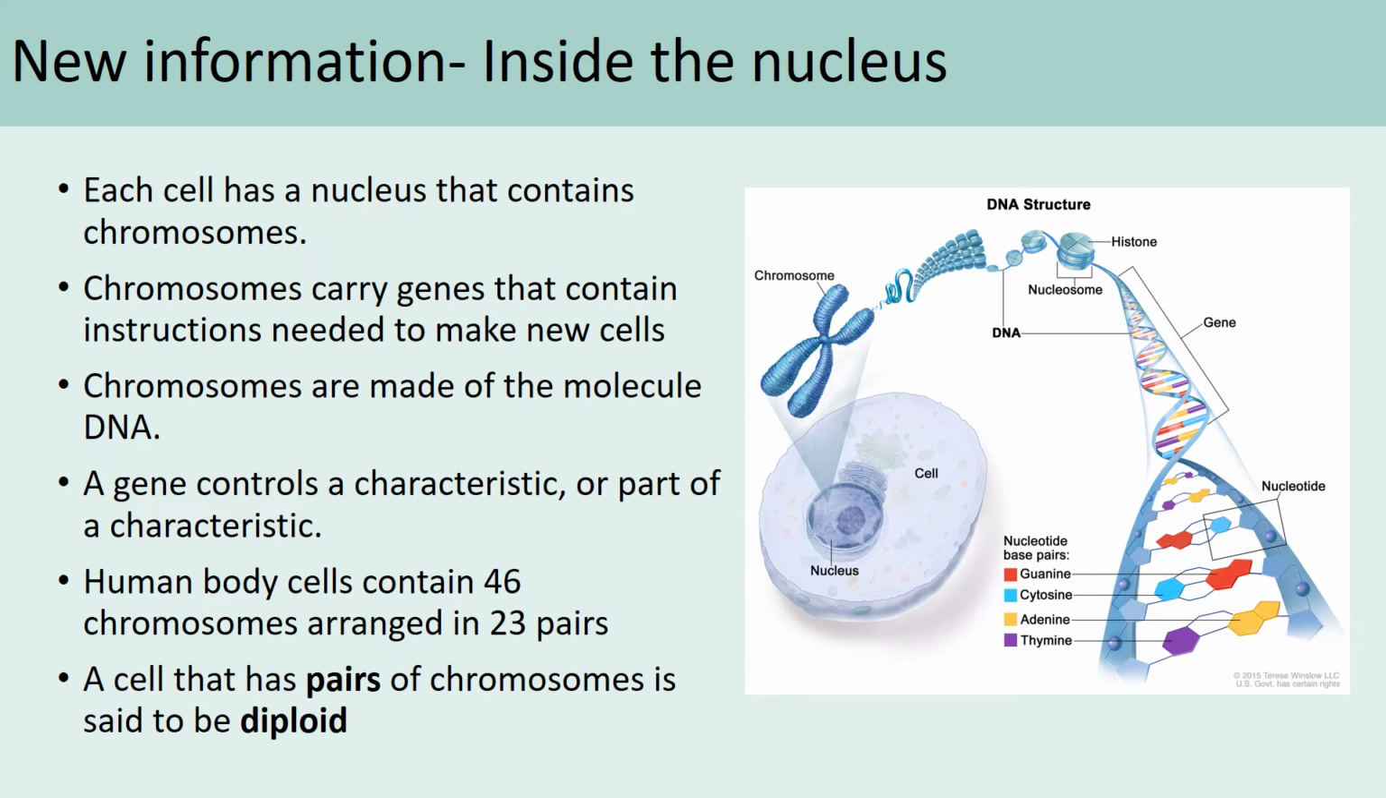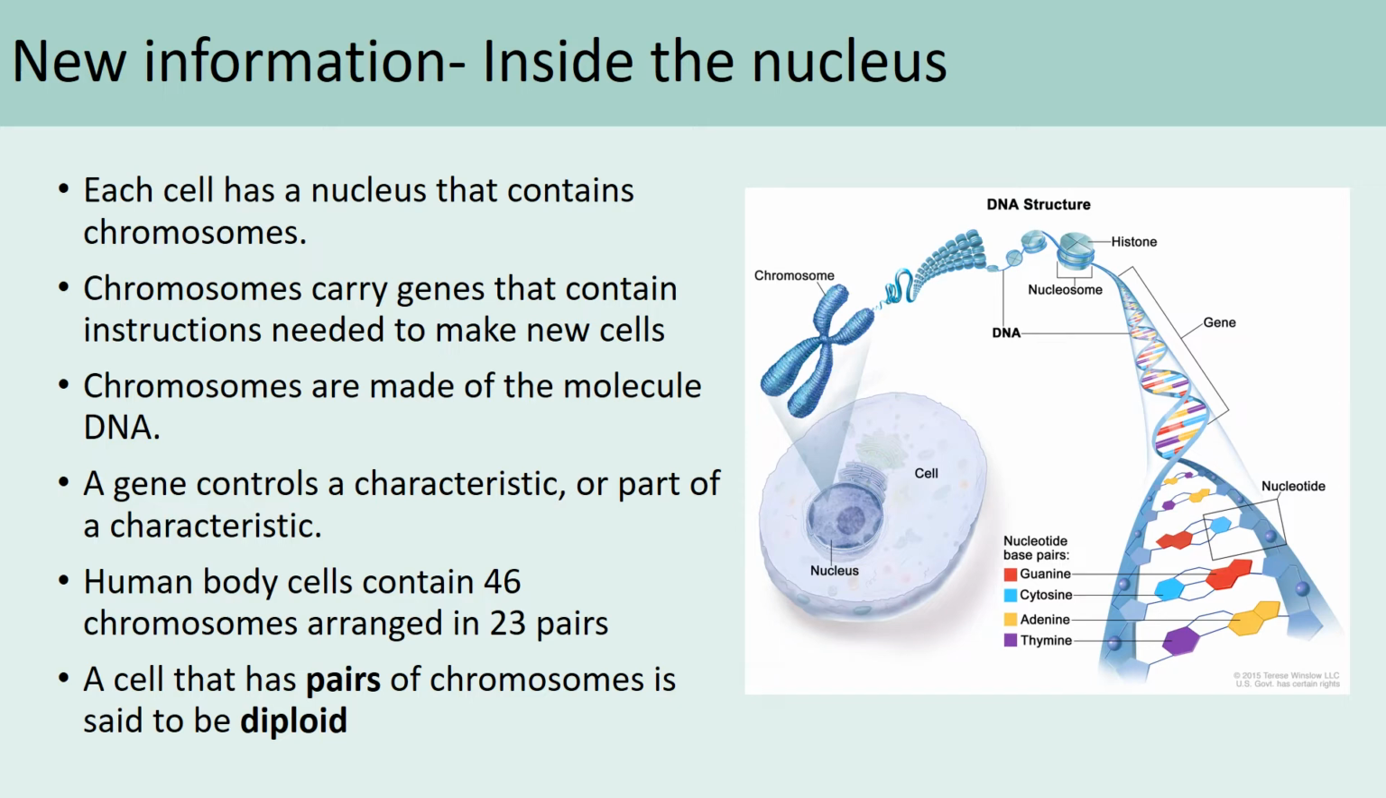A gene controls a characteristic or part of a characteristic. So for instance, you'll have a gene for your eye colour, a gene for your hair colour. All of that is controlled by proteins, and it's the genes that make proteins. Human body cells contain 46 chromosomes, and they're arranged in 23 pairs. Different organisms will have different numbers of chromosomes. Humans have 46. Quite a few organisms will have more, and quite a few will have less than that.